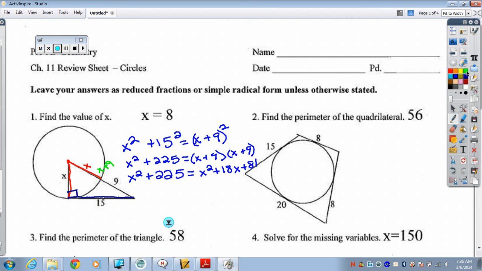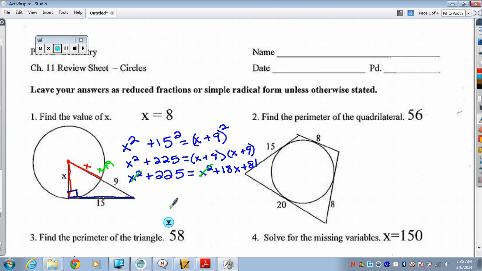Well, the x squareds cancel when you subtract x squared from both sides. 18x equals 144, and x equals 8. There's the answer right there. All right, the next one.